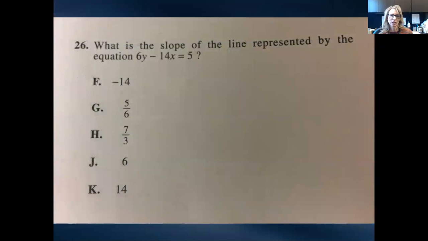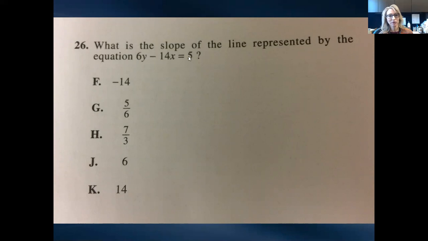All right, what is the slope of the line represented by the equation 6y minus 14x equals 5? So we're going to convert this from standard form to slope-intercept form so that we can easily see the slope. To do that, you're going to want to have the y on the left by itself. So we're going to add 14x to each side.